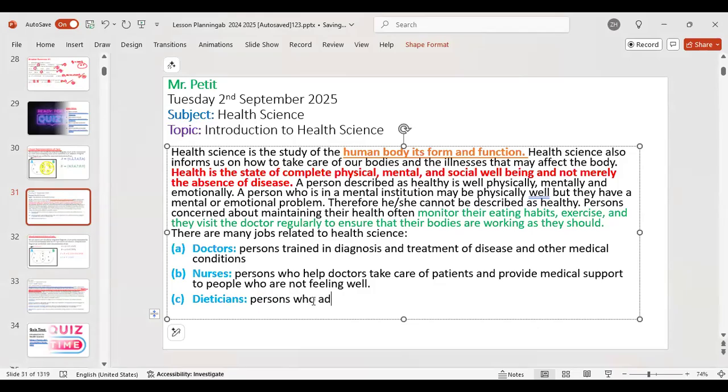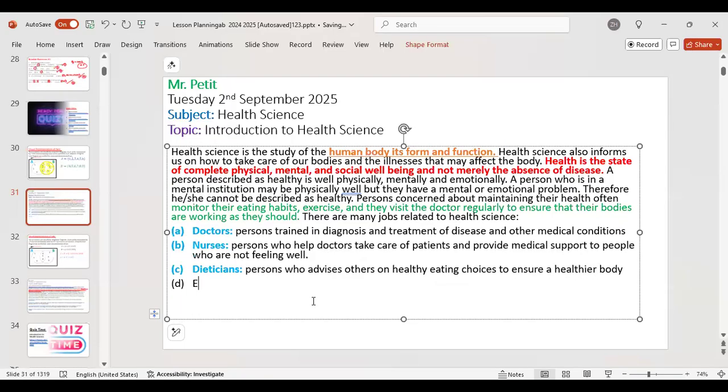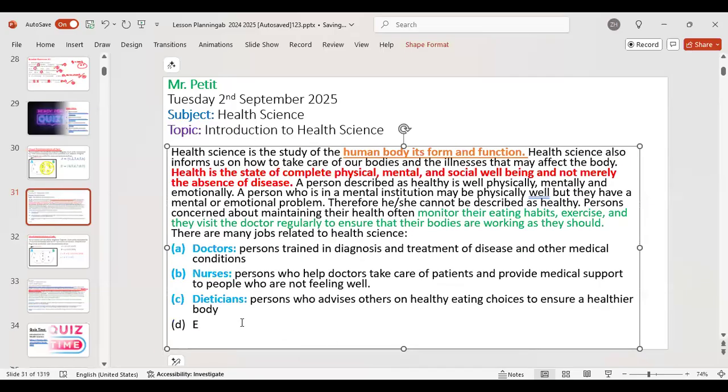So persons who advise others on healthy eating choices to ensure a healthier body. And then you have, this might be weird, you might not think that's a part of health science, but then you have the environmental science. Anyone here want to be an environmental scientist? No? Okay. The environmental scientists.